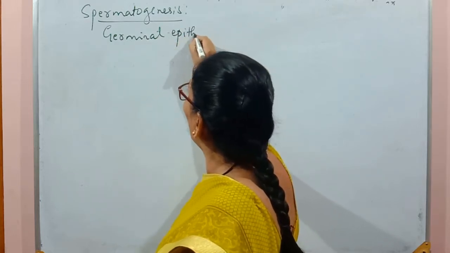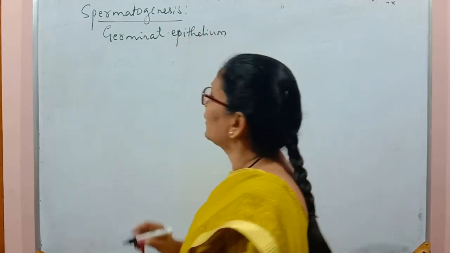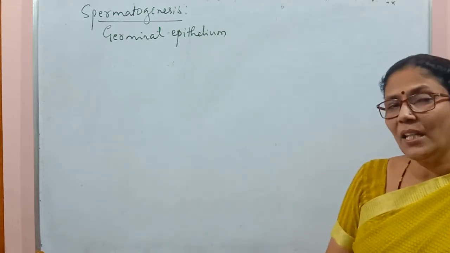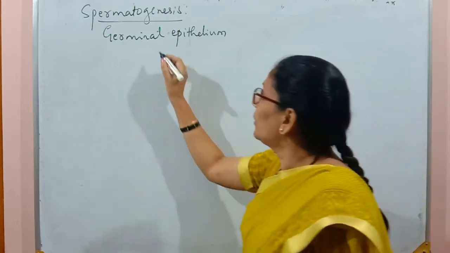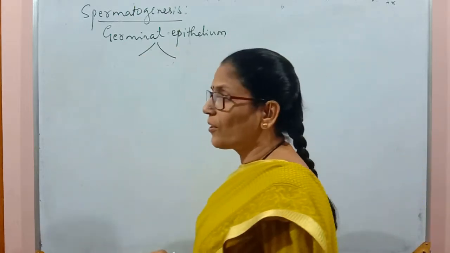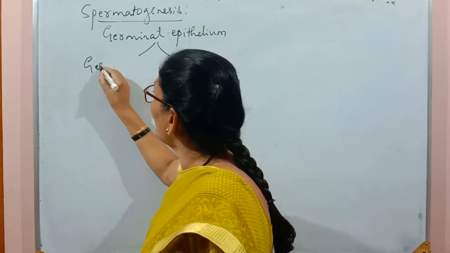This germinal epithelial layer is made by 2 types of cells. One is germ cells.